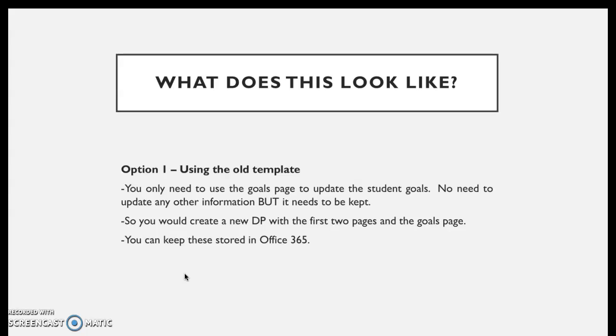So option one, if you use the old template, you only need to use the goals page and you just need to update the student goals. There's no need to update any other information, but it needs to be kept in Office 365. So what you would do is create a new DP with the first two pages and the goals page, and then you can keep it stored on Office 365. I'll show you what that looks like in just a minute, and I'll get through the PowerPoint first, I think.